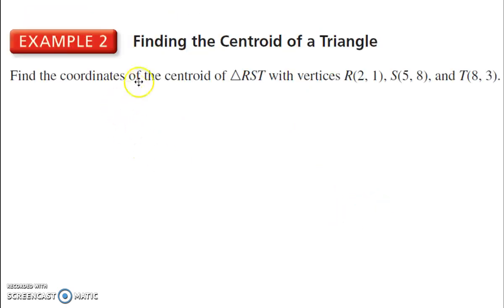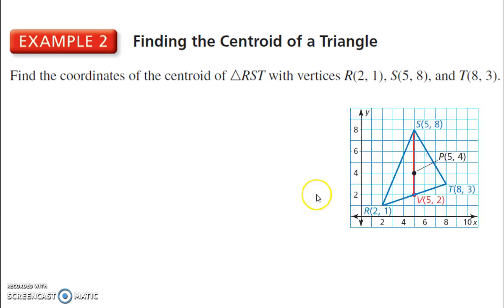Moving right along, finding the centroid of a triangle. We're given the coordinates of triangle RST with the vertices R (2, 1), S (5, 8), and T (8, 3). Now, first thing I always recommend doing if you're just given the coordinates is graph this so you can get a visual of that. So if we graph that, we can see this is what it looks like. We want to find the coordinates of the centroid.